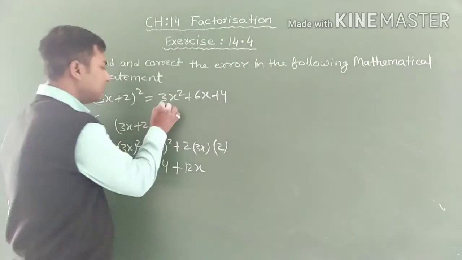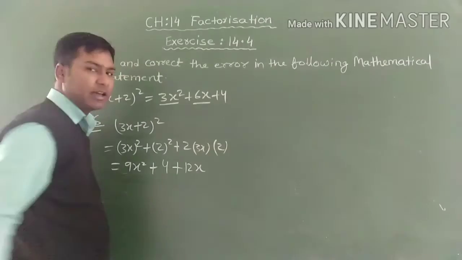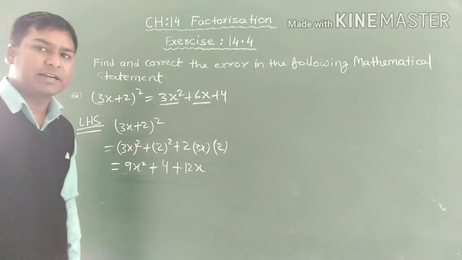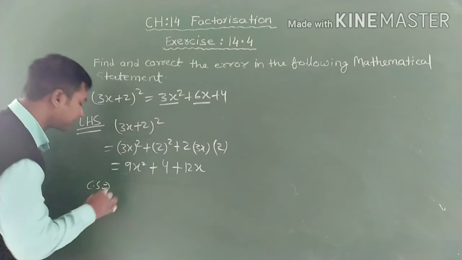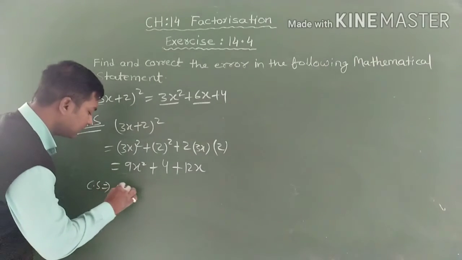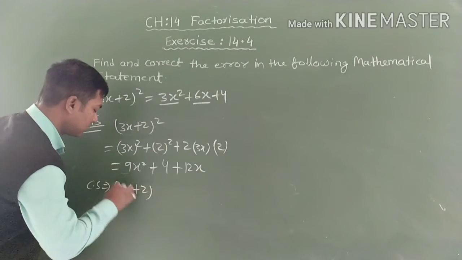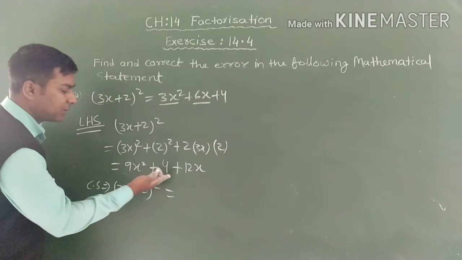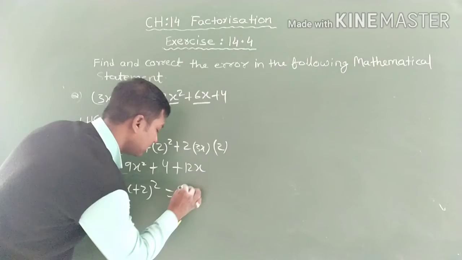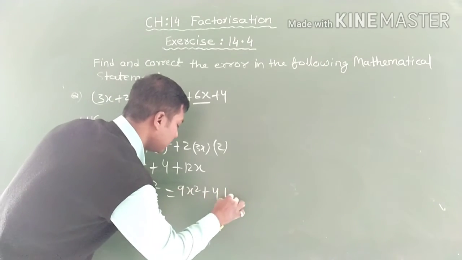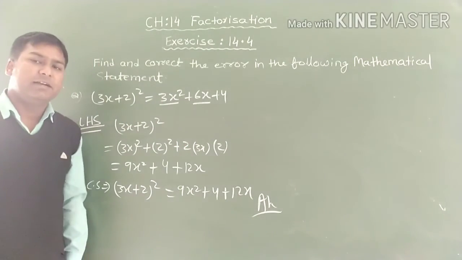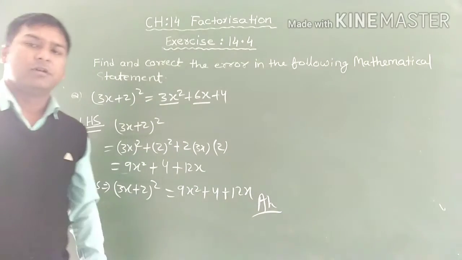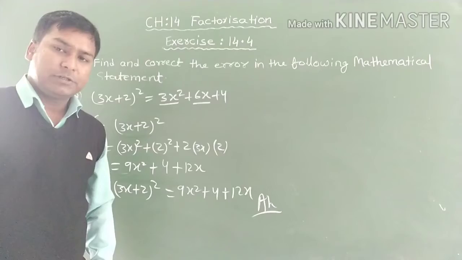That means 3x square and 6x are the errors. So we have to write the correct statement. So the correct statement will be LHS part is equal to 9x square plus 4 plus 12x. And this will be the correct statement, and this is the answer also. So next question.